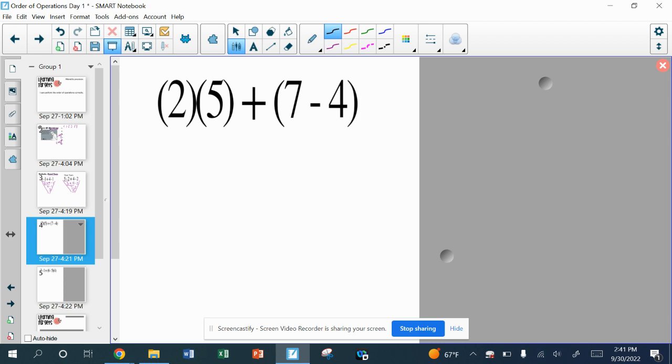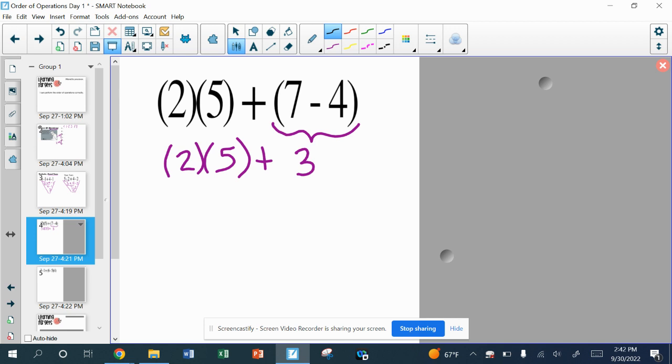In this problem, this is my first step because it's in parentheses. 7 minus 4 is really the first thing I have to do. So I should be rewriting 2 times 5 plus, I don't really need to keep the parentheses here, but 7 minus 4, that's going to be a 3. It was in parentheses. I had to do it first.